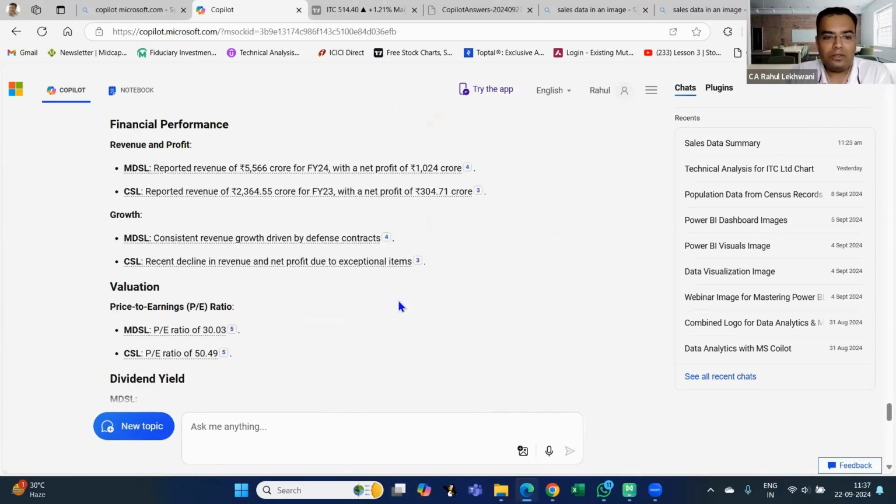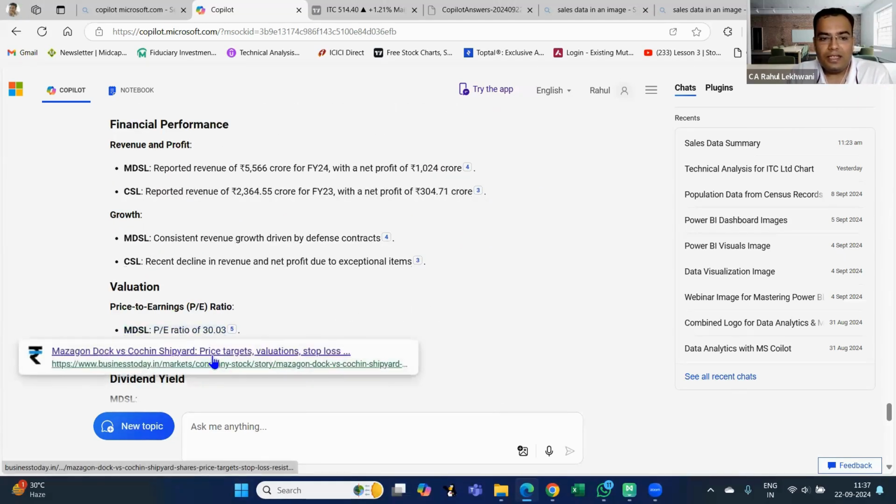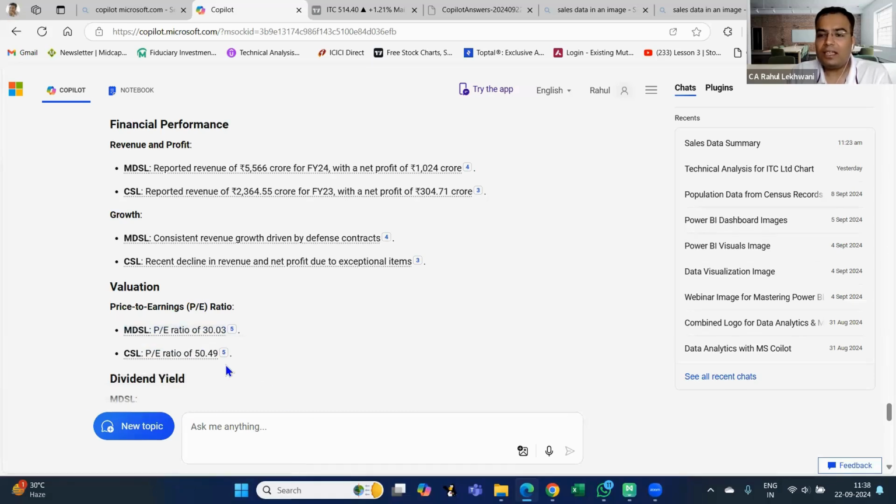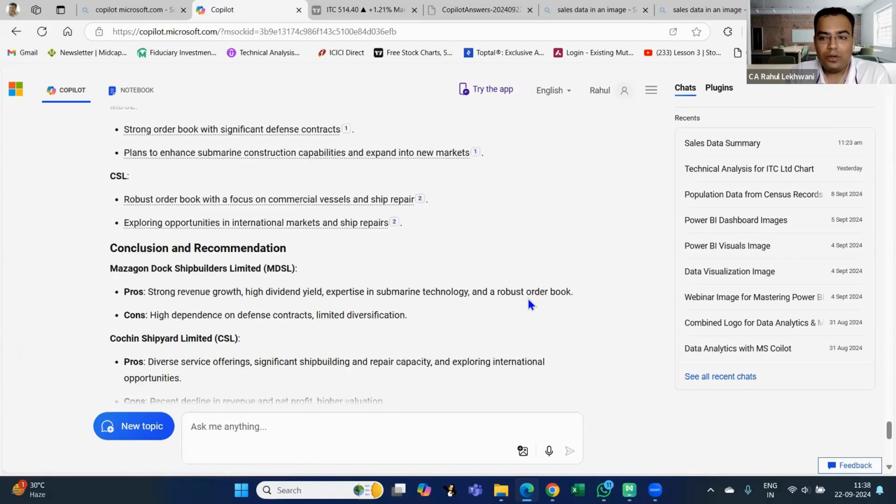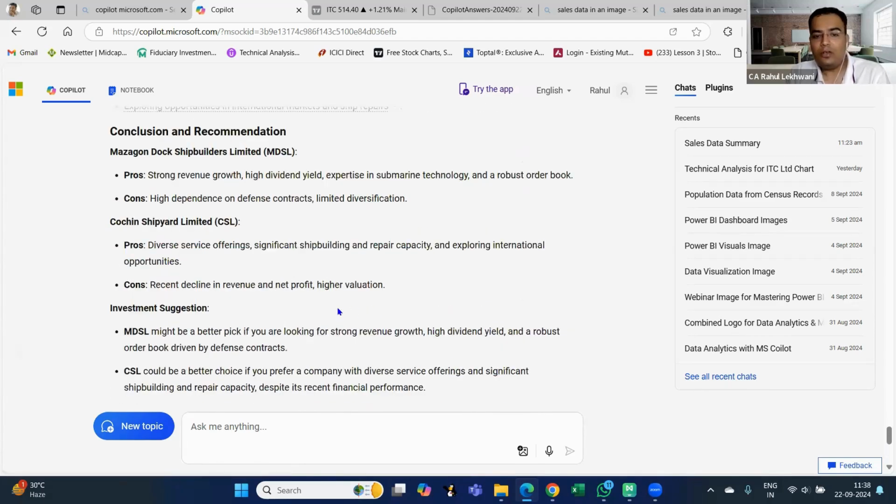For example, can you see this, 30 and 14 50? Again, Cochin Shipyard is very expensive as compared to Mazgaon. And if I don't know anything about these things, I can go here to investment suggestion. MSMDSL, that is Mazgaon Dock, might be a better pick if you are looking for strong revenue growth, high dividend yield, and a robust order book driven by defense contracts.